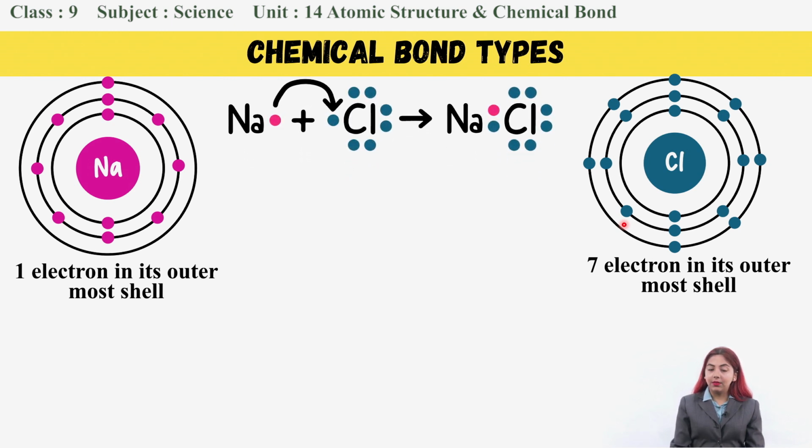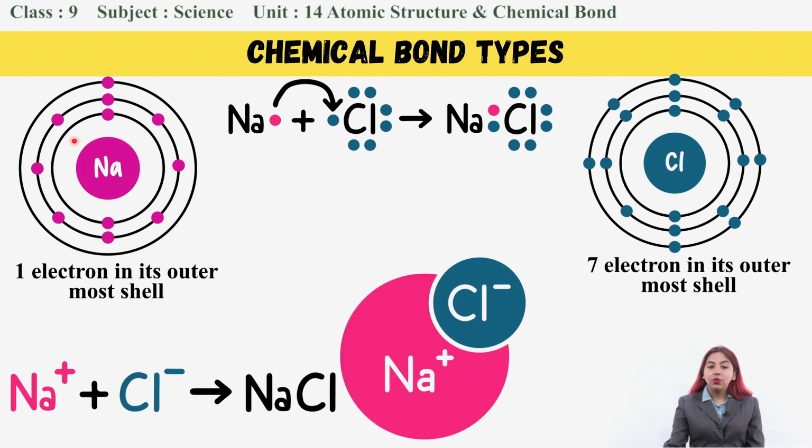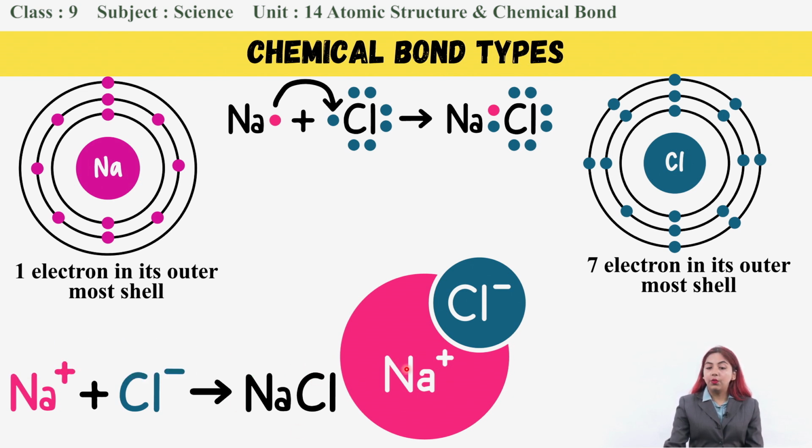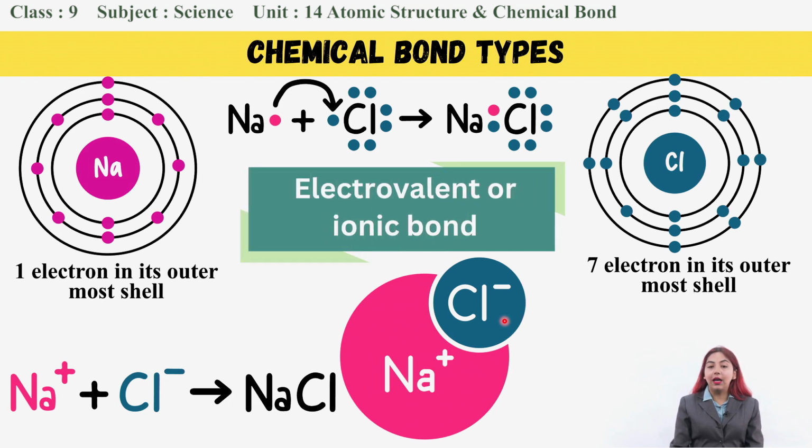So this sodium atom donates 1 electron to the chlorine atom so that both of them reach the octet state. Sodium gives 1 electron, so it becomes electropositive, and chlorine receives 1 electron, so it becomes electronegative. And this is how they form one molecule of sodium chloride. Now this type of bond, in which one atom of an element gives or donates the electron and the other one receives the electron, is known as electrovalent bond or ionic bond.